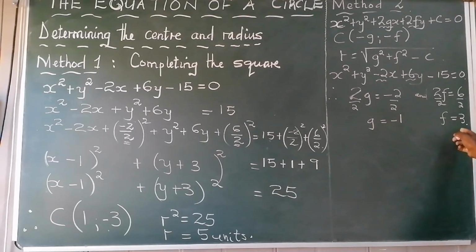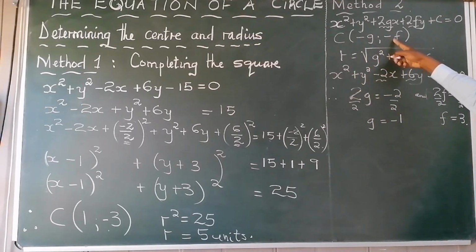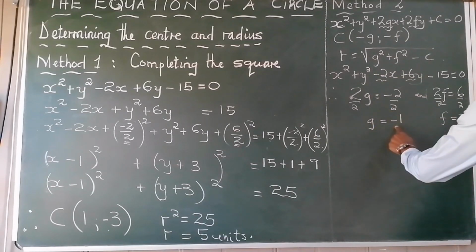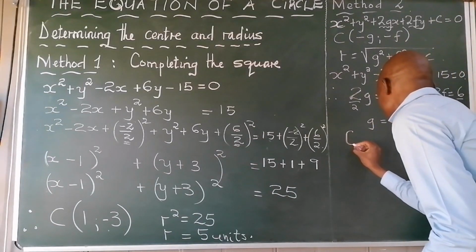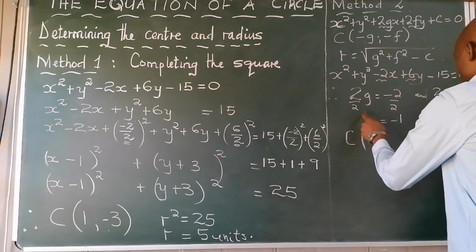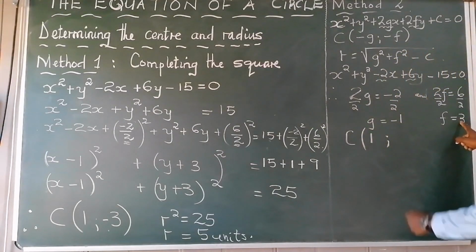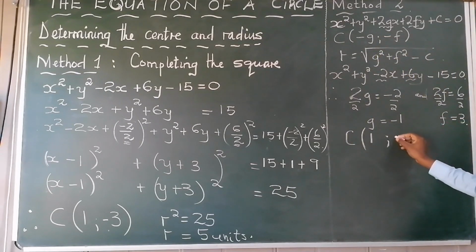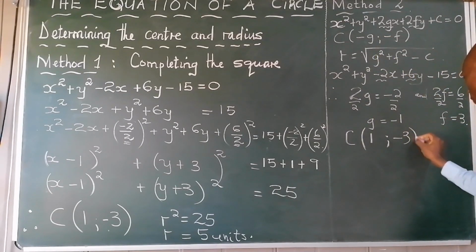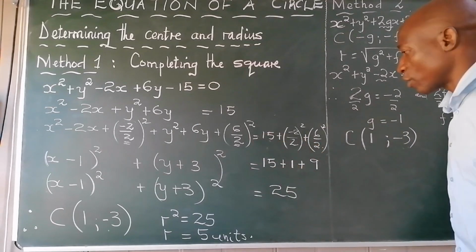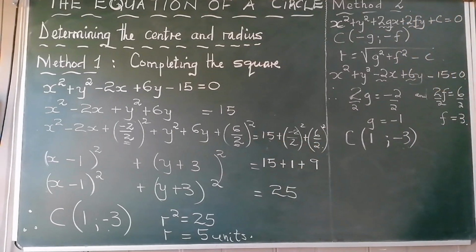Your center, we say it's minus g, minus f, which means if your g is negative 1, the center C would be negative this value, so it would be 1. And then here it will be negative the value of f, that would be negative 3, which is exactly the same as what we obtained there. So we are checking the coefficients, and then align properly, we can get our center and radius.